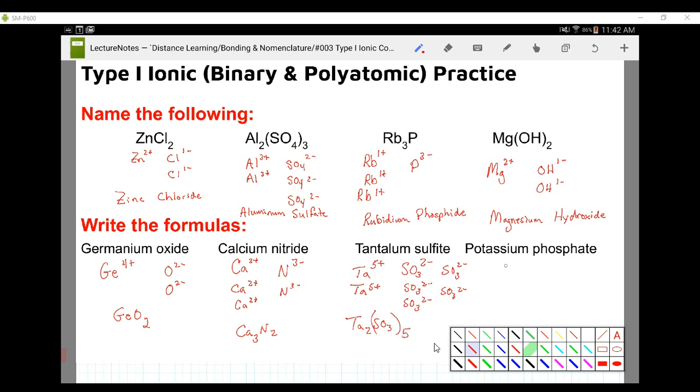And then last example, we have potassium, which is K with a positive 1 charge. Phosphate is PO4 with a 3 minus charge. I would need 3 potassiums to balance out that negative 3 charge. Gives me a formula unit of K3PO4.